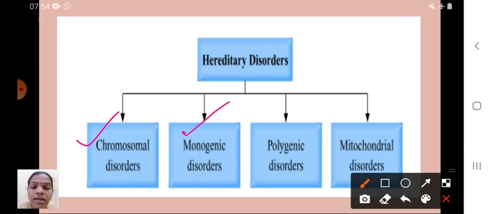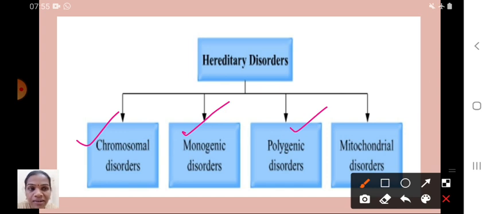Monogenic disorders. Introduction already I told. Isn't it, children? I gave that introduction, and here in your textbook there are two examples of monogenic disorders. First one is albinism and second one is sickle cell anemia. That we will see one by one. Okay, and next session I will teach you about what is meant by polygenic disorders and mitochondrial disorders.